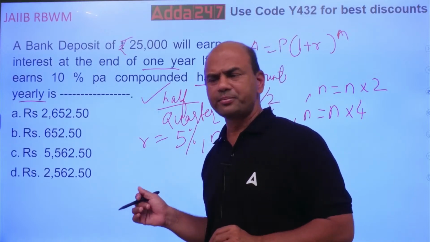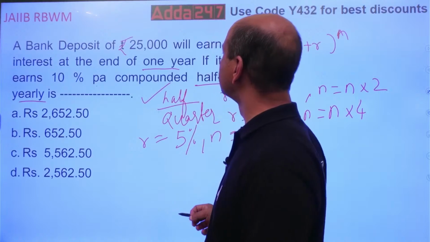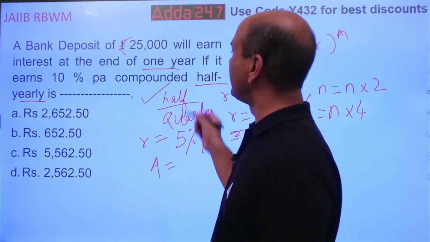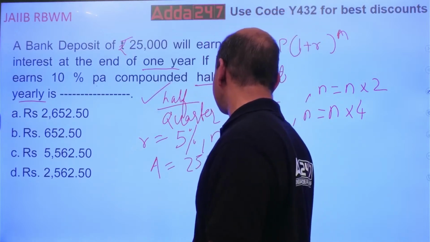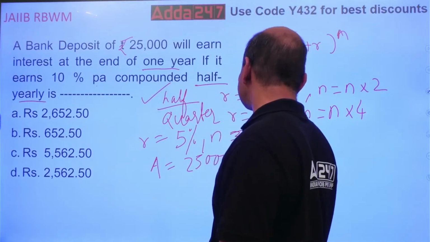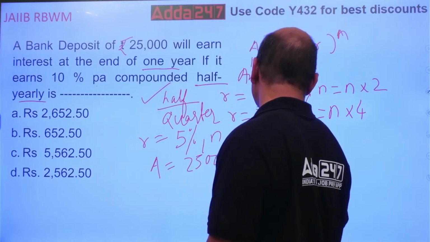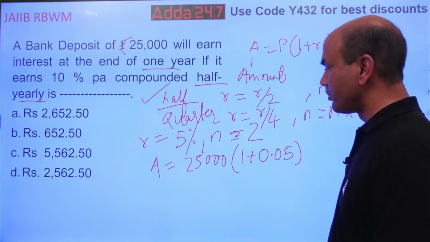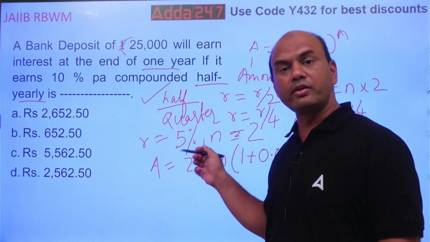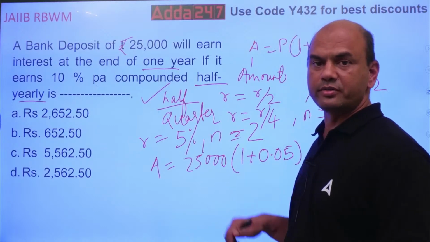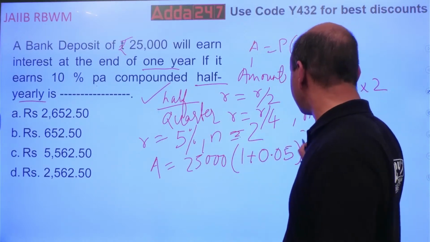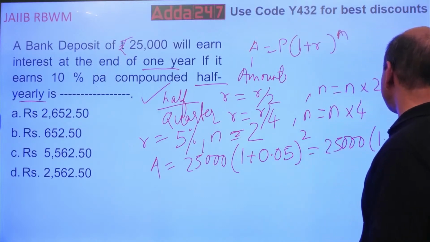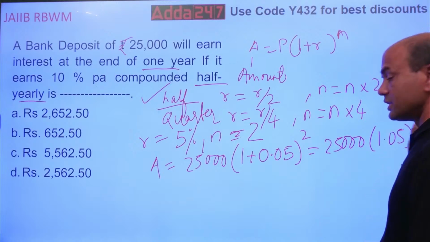Now use the formula. A equals P, which is 25,000, into (1 plus R), where R is 0.05. How did I get 0.05? Because 5% means 5 divided by 100. So 0.05 raised to n, where n is 2. So it will be 25,000 into 1.05 raised to 2.